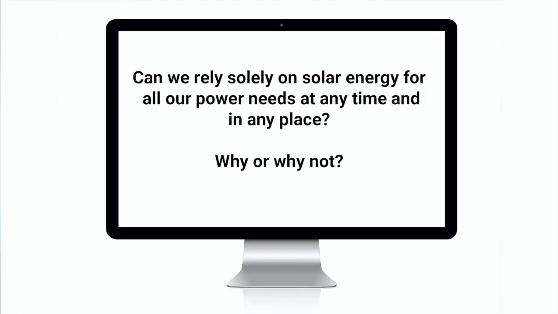The student, however, has not taken into consideration the limitations of solar energy technology, including the efficiency of solar panels, the availability of sunlight depending on geographical location and time of day, and the need for energy storage for non-sunny periods. A good follow-up question would be, can we rely solely on solar energy for all of our power needs at any time and in any place?